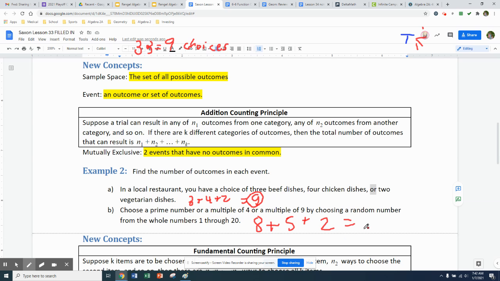So what are the outcomes if I could choose a prime, a multiple of 4, a multiple of 9? I could have 15 different outcomes.